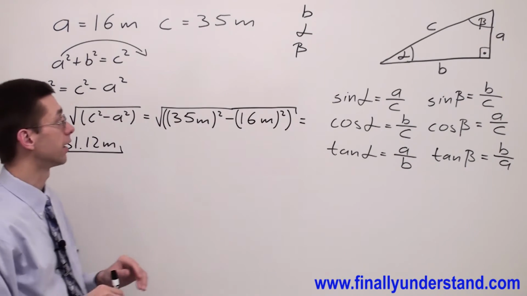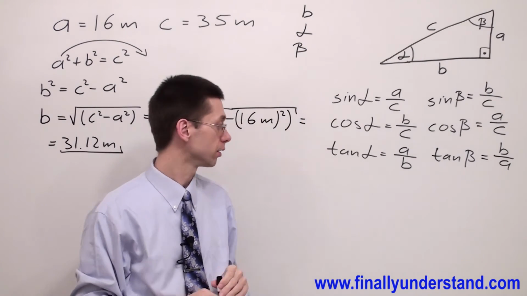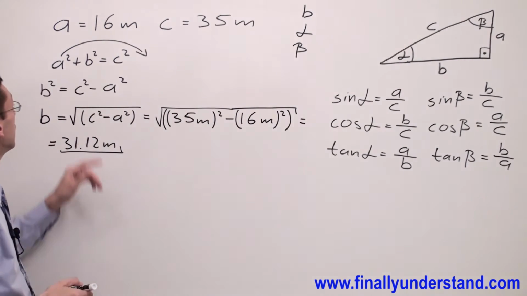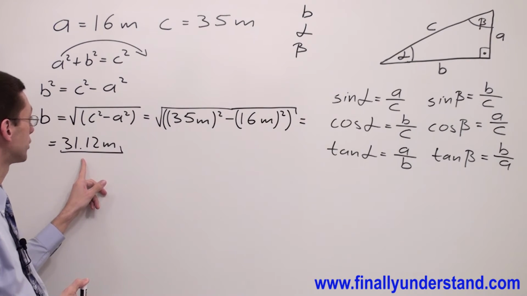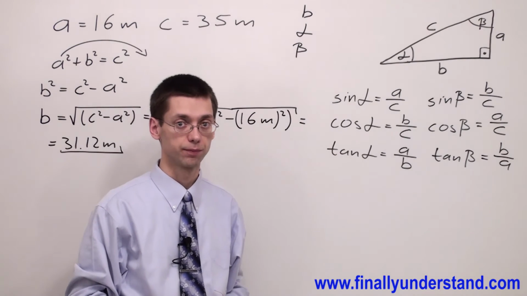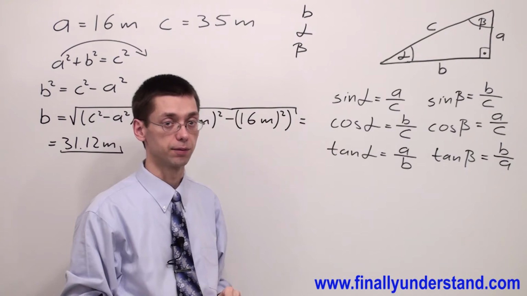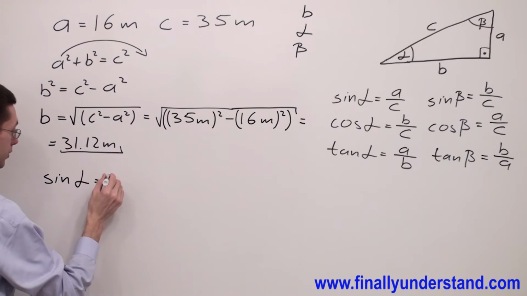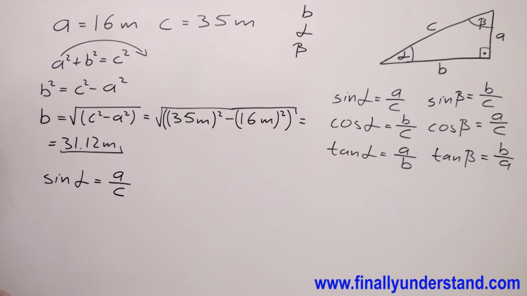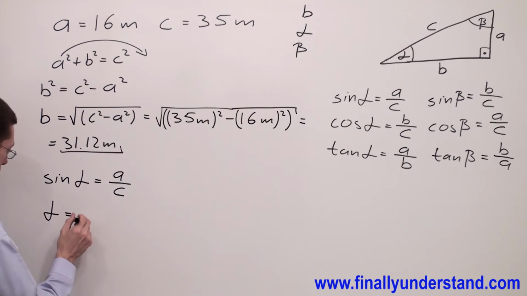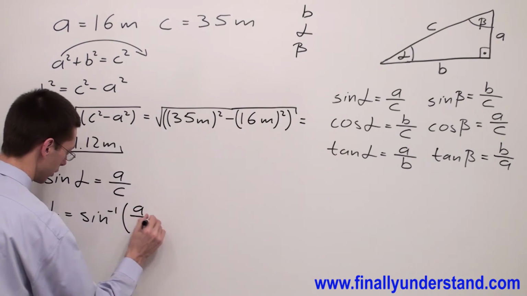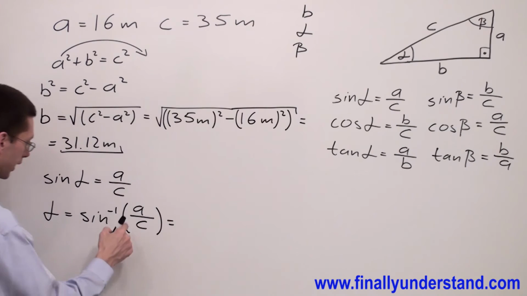Next, we're supposed to find angle alpha. In order to find angle alpha, we're supposed to use trigonometric functions because we already have the lengths of three sides. We can use either function. I'm going to use, for example, sine alpha. So I have the formula first: sine alpha equals a over c. In order to find angle alpha, I'm supposed to find the arc sine. So I have to write alpha is equal to arc sine, or inverse sine, of a over c.